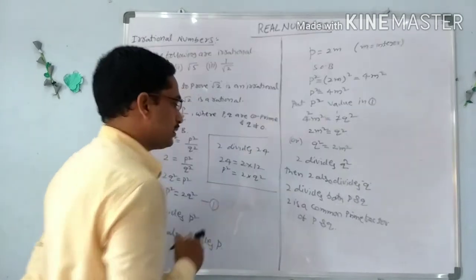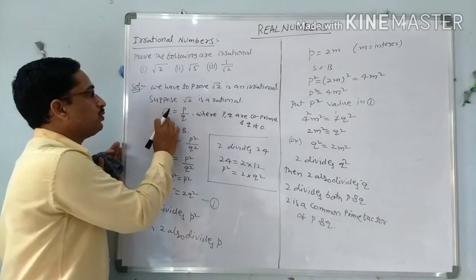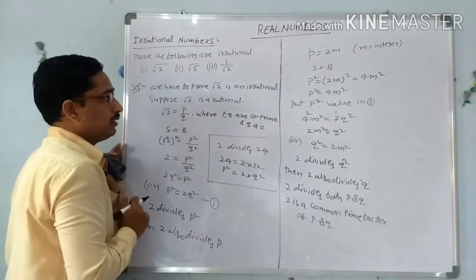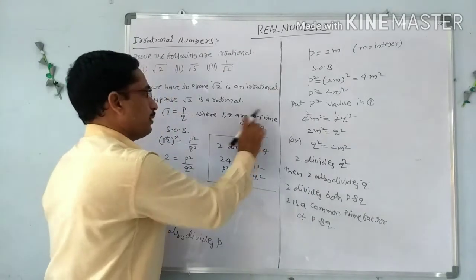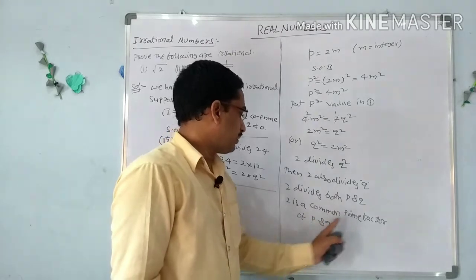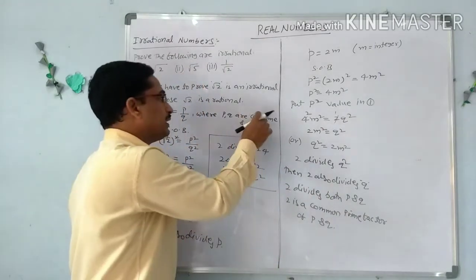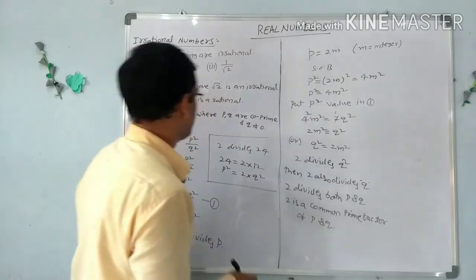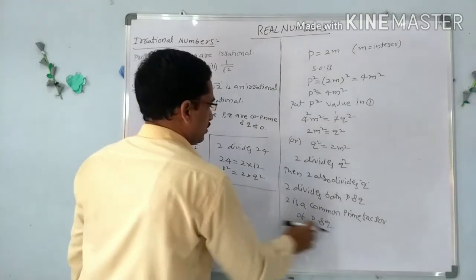By the definition, root 2 equals p by q, where p and q are co-primes. Co-prime means they have only 1 as a common factor. But here we are getting one more common factor, 2. 2 is a common factor for both p and q. So both statements are quite opposite. Here we say 1 is a common factor, and again we say 2 is a common factor. Co-prime means only 1 is a common factor, but here 2 is also a common factor. So this is wrong.